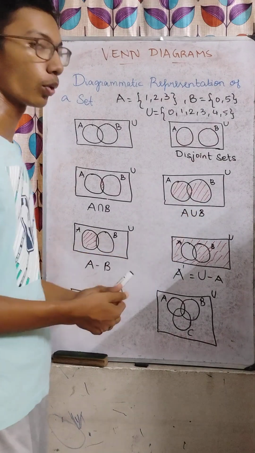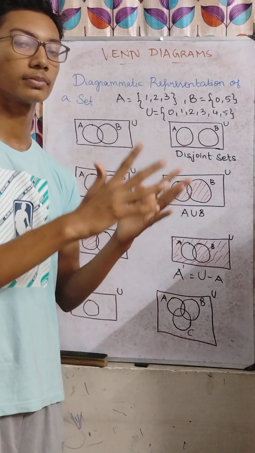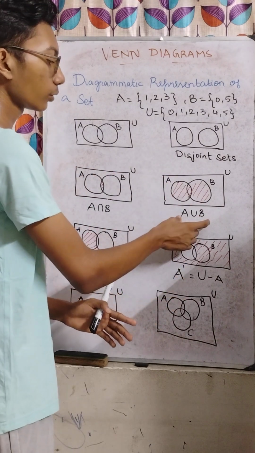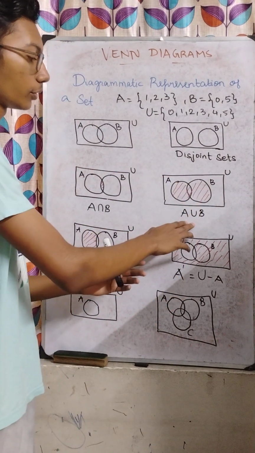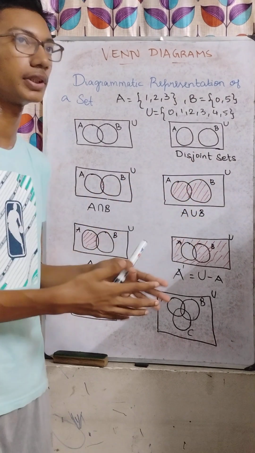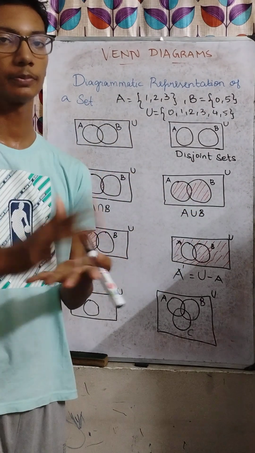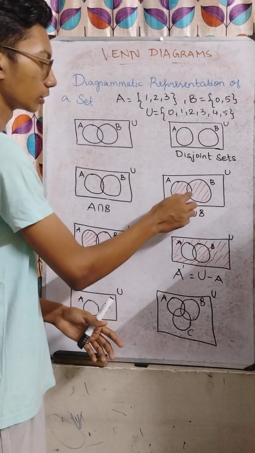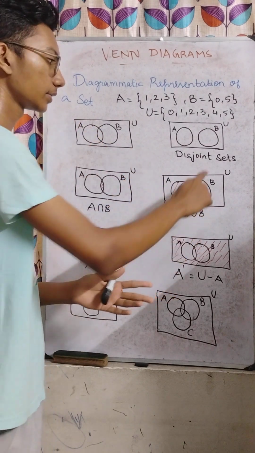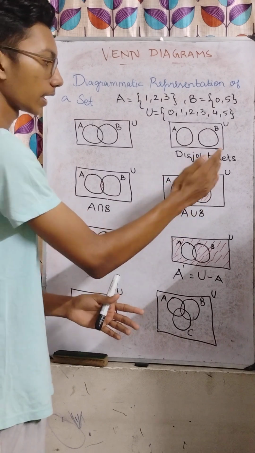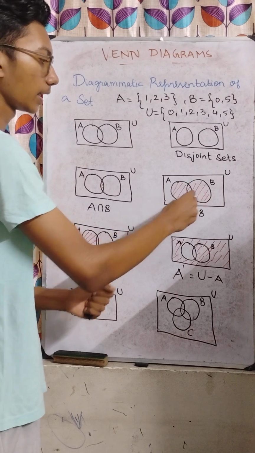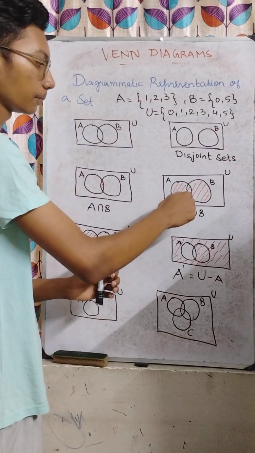Next, A union B. What is A union B? A union B is the terms in A and also in B. So A union B is just the region of A and B. We don't shade the region U because U is not the same as A union B. A union B is all the elements in A and all the elements in B together. If an element is in U, that does not mean it should be in A union B. But the elements of A and B should be in U.